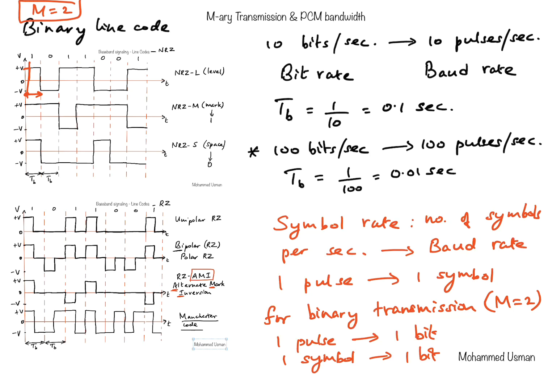Now we will see that we can combine bits and represent a combined bit combination as a symbol or a pulse, and then each pulse or symbol would contain information related to multiple bits. That means transmitting a single pulse would convey information related to more than one bit. That is what we call M-ary transmission, and we will talk about that. So in M-ary transmission, we will combine bits as symbols.